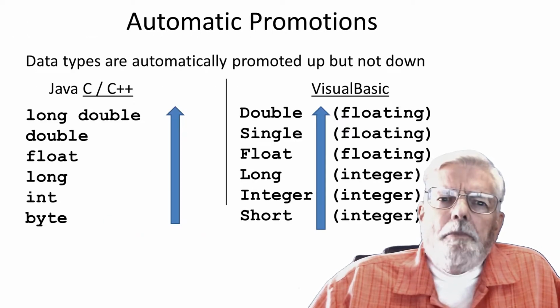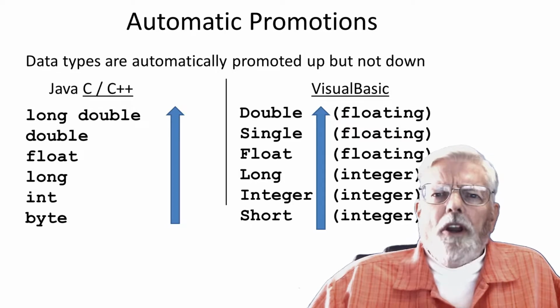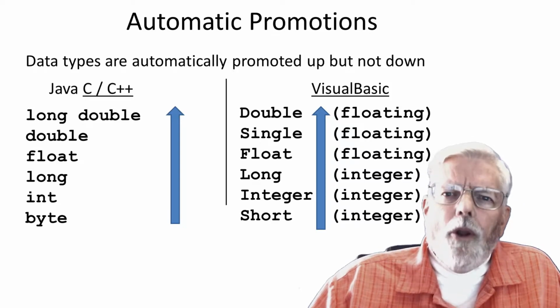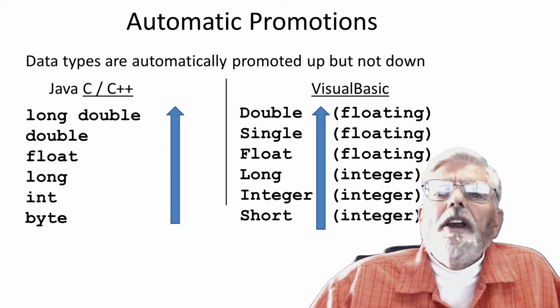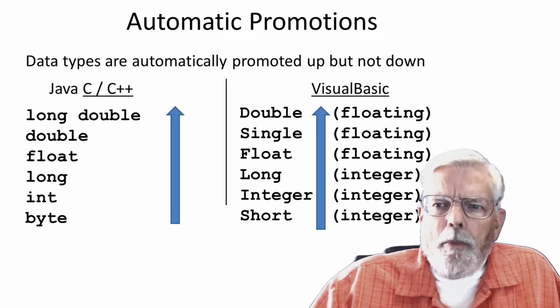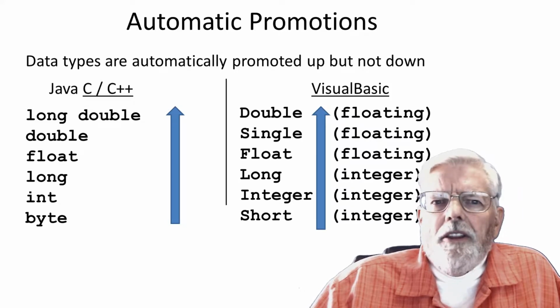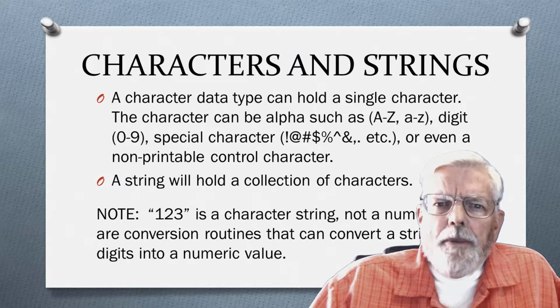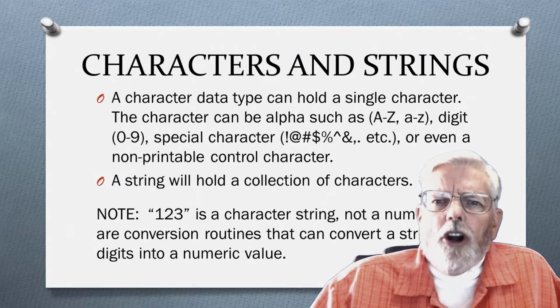Data types can be automatically promoted from a lower caste to an upper caste, but not automatically demoted to a lower caste. For example, an int can be promoted to a double, but not the other way around. The character data type is typically called char. It can hold a single character.